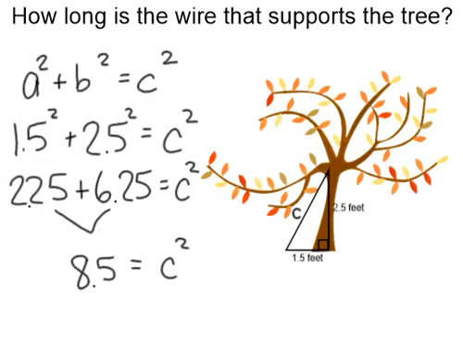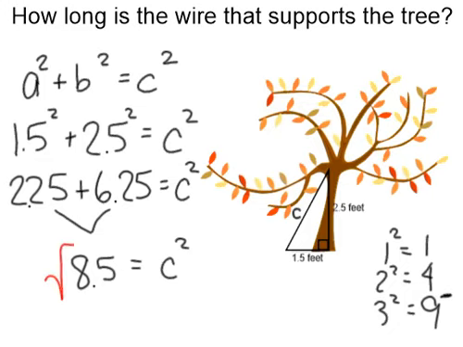Now this does not have a perfect square. If we think about our chart, we have 1 squared is 1, 2 squared is 4, 3 squared is 9. So 8.5 is going to be pretty close to 9. So if I had to estimate, I'd say somewhere around 2.8 or 2.9 because it's just a little bit less than 9. If we plug that into a calculator, so I'll still show square root on both sides, you're going to get about 2.91547 something something something.